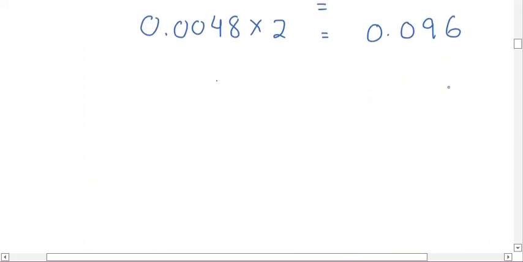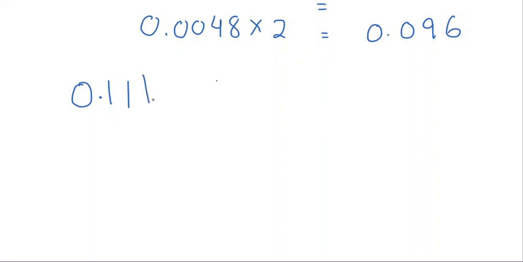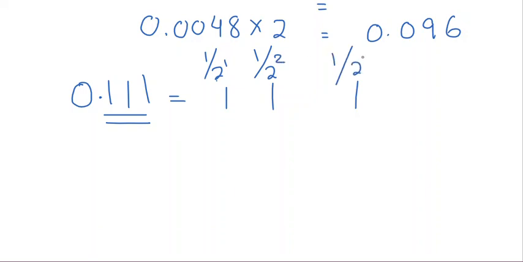But when I convert it back again, 0.111, let's convert it back again. So only the digits after the decimal point, I have 1, a 1, and a 1. Starting from the top one, it comes to 1 over 2 to the power 1, 1 over 2 to the power 2, 1 over 2 to the power 3.